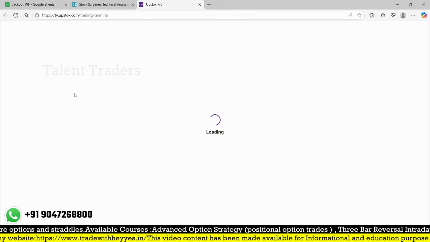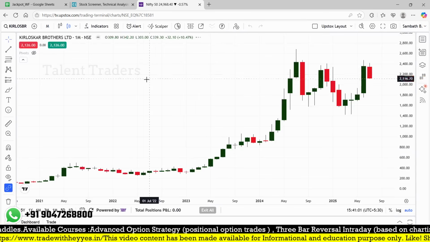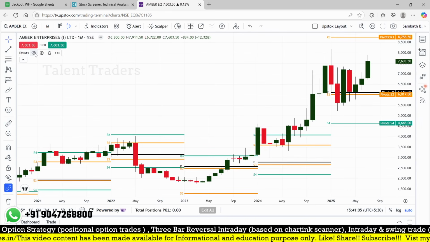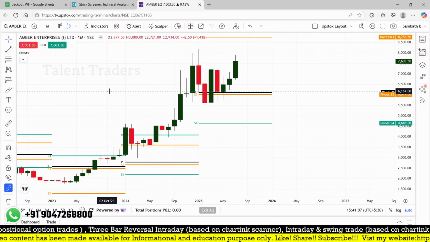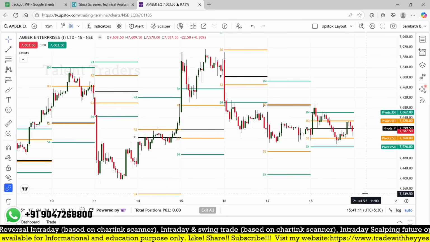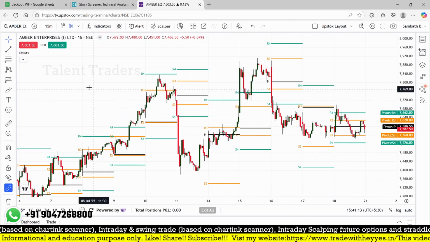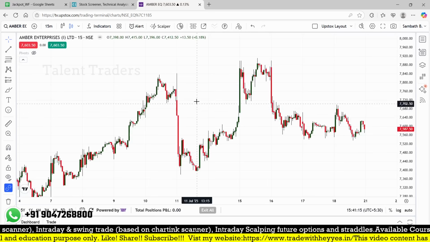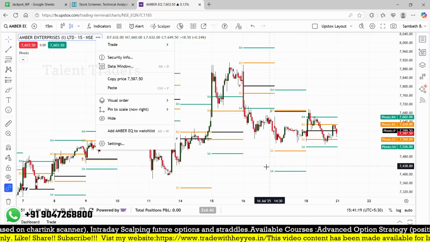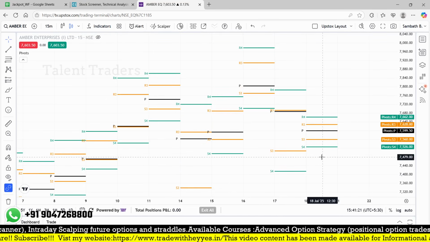So let me try and show how it works. This is the stock which I have seen on the list, where we can see the 15 minutes time frame. Exactly, you can look at this: the condition which I want to find from that particular stock. It is showing you the levels compared to the previous day.